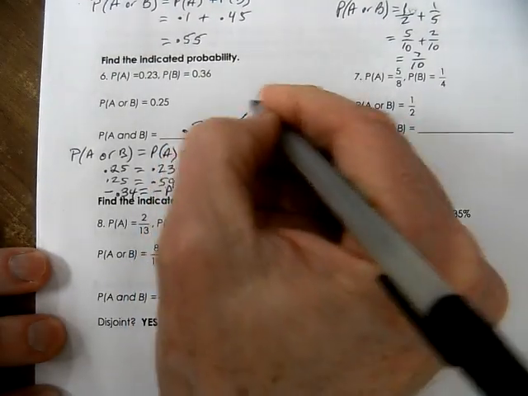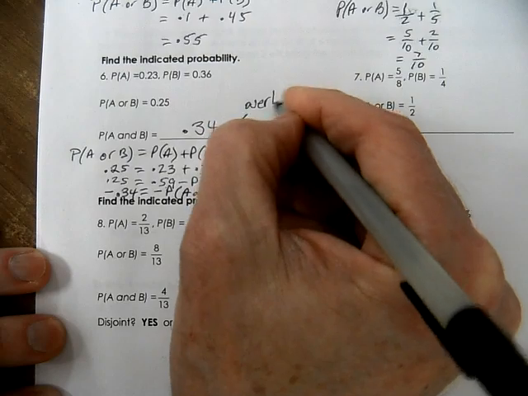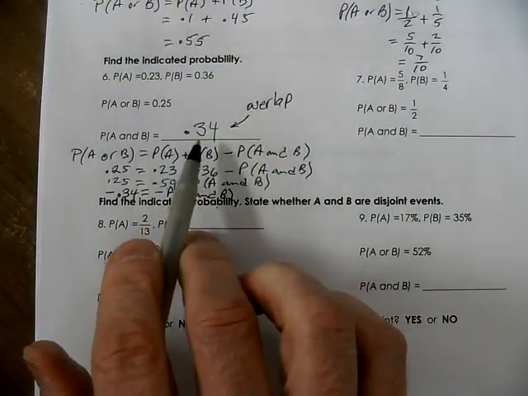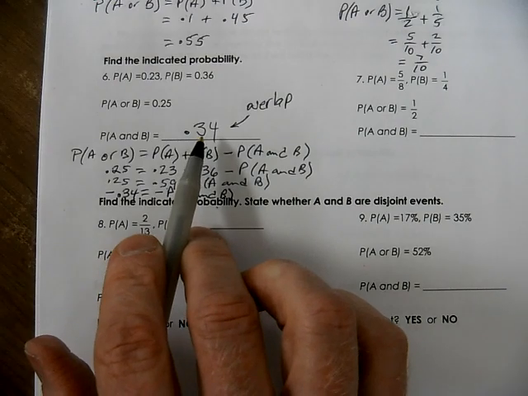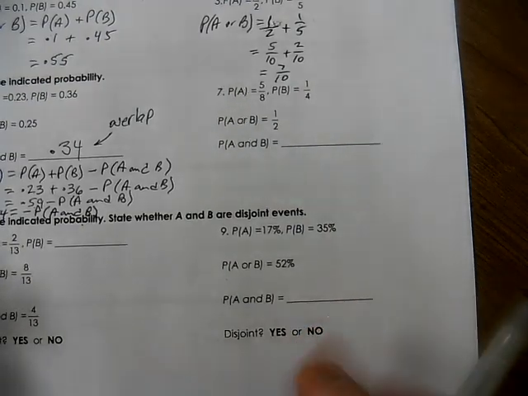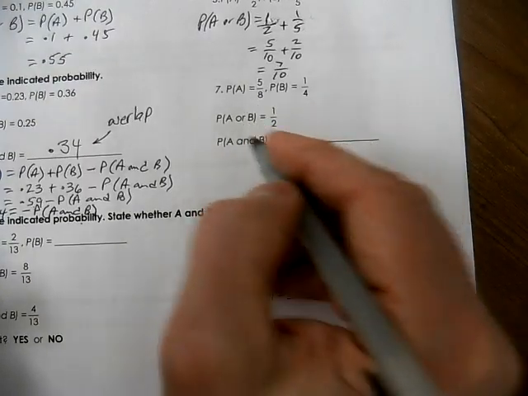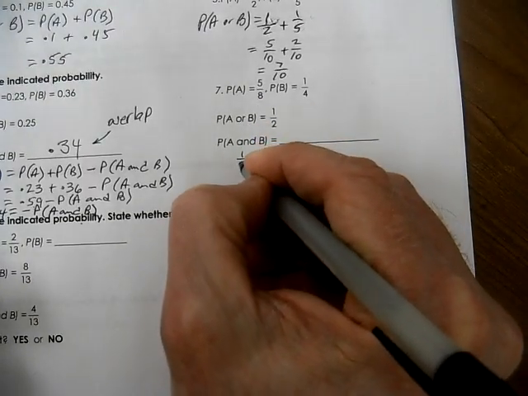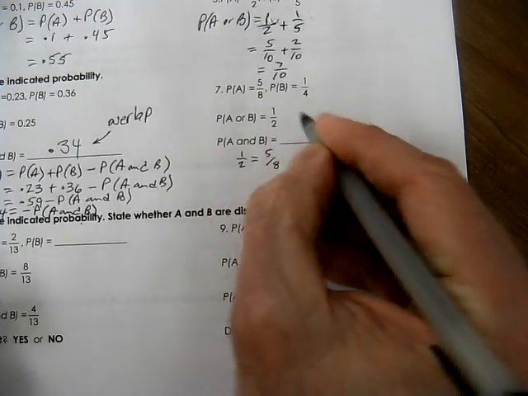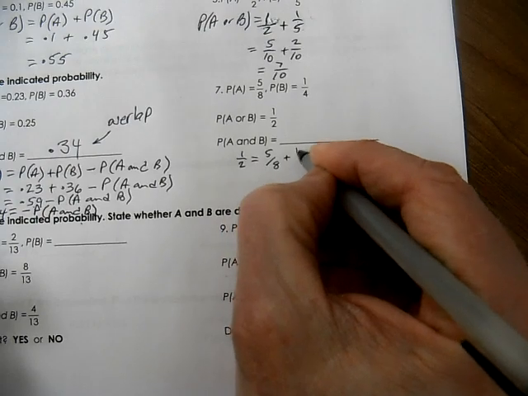So this shows overlap. So this is not disjoint. Here we can figure it out again. The OR is a fraction. The A is 5/8. The B is 1/4.